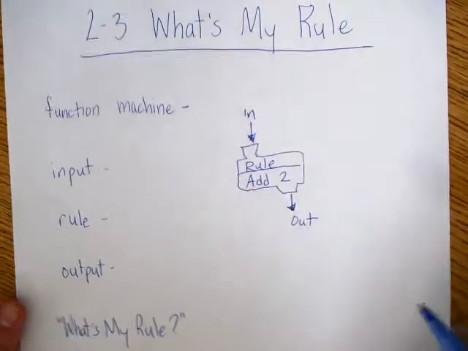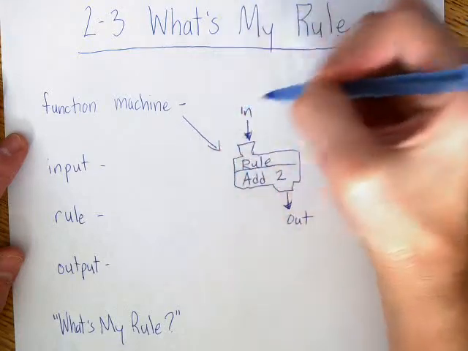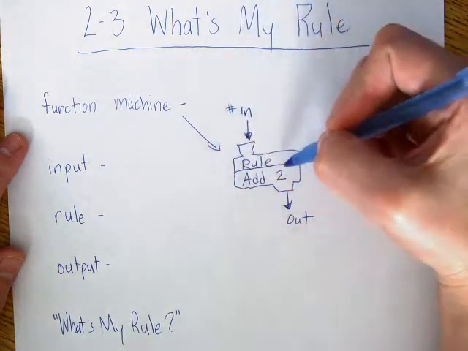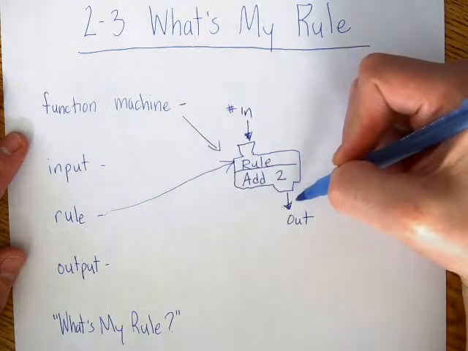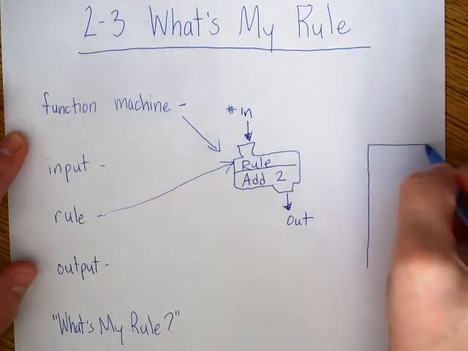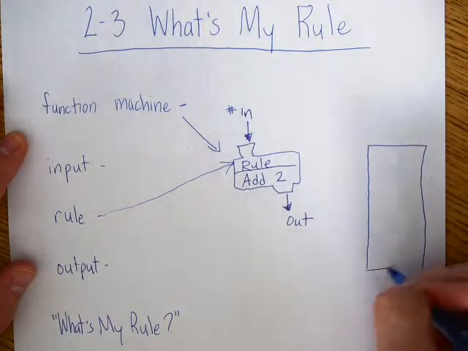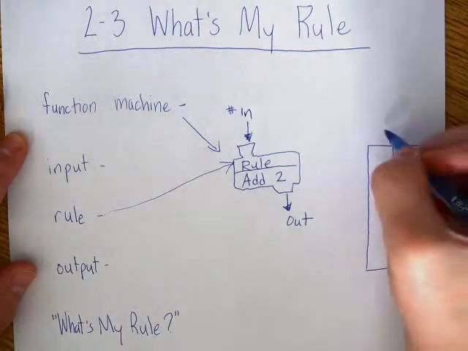Okay, so this is a function machine, and in a function machine you put a number in, apply some rule to it, and then a number comes out. So over here we'll have something called a what's my rule table, and there will be a list of numbers, at least in one column.